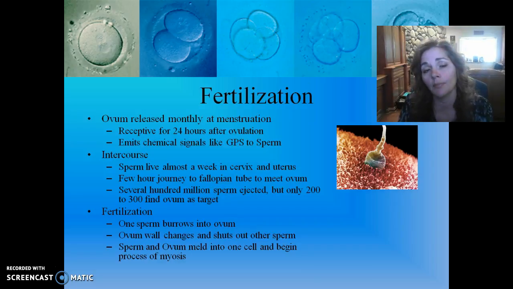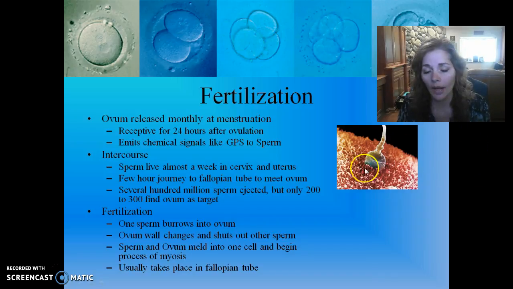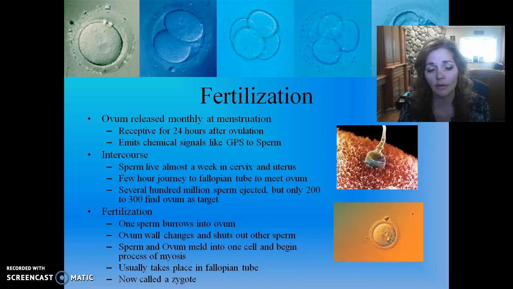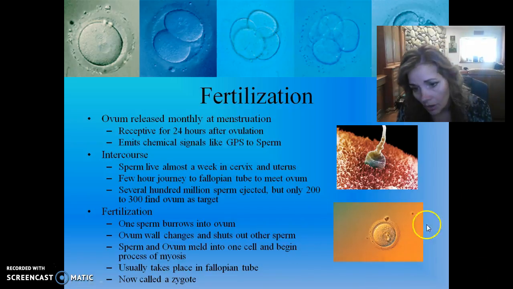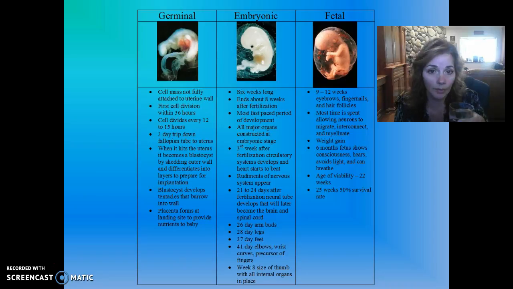And they begin mitosis. And so, again, fertilization usually takes place in the fallopian tube. The sperm has 23 chromosomes. The egg has 23 chromosomes. Once they meld together, they form a 46 chromosome zygote, which is a fertilized egg in the very beginning stage of a human being.